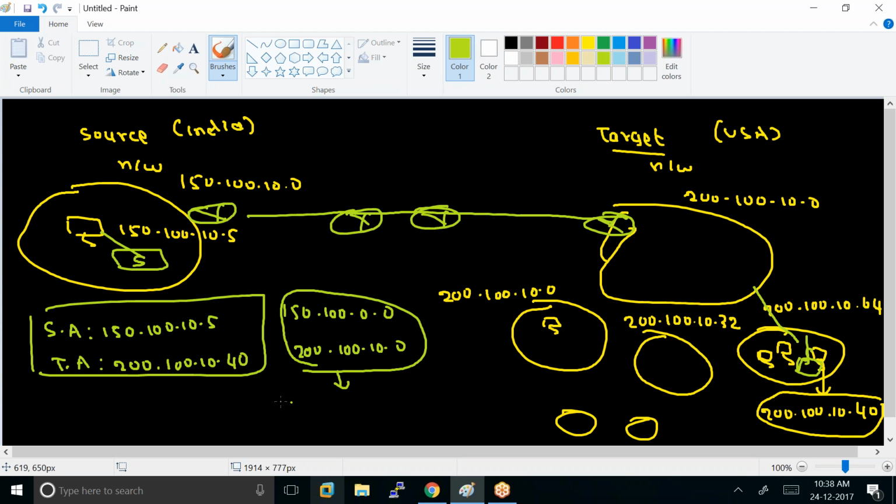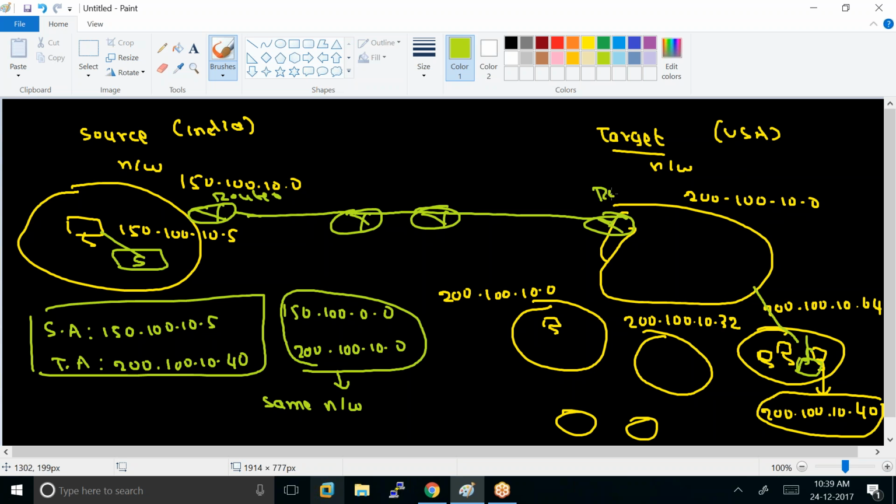Now it will compare these two things. If both of them are in the same network, then the switch will transfer the data without using the router. In this case, the source is in one network and the target is in another network, so the switch doesn't know what to do. Therefore, it forwards the data to the router. The router will know how to reach the appropriate destination using some routing protocols. Therefore, the data will now reach the target, that is in the US.